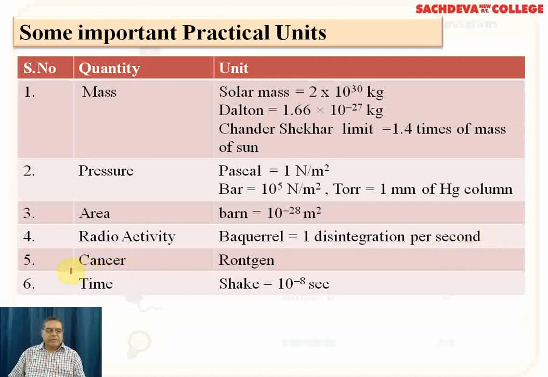Now, further is the unit for cancer treatment, that is taken as the Roentgen. The Roentgen is basically the radiation dose, and the radiation dose is supplied to a particular part of the body depending upon whether the magnitude of cancer is more or less. However, 1 Roentgen is 83.2 ergs, or if you multiply this number by 10 to the power minus 7, the value comes to be in joules. Then next is about time. A very small unit for time is the shake, that is 10 to the power minus 8 seconds.